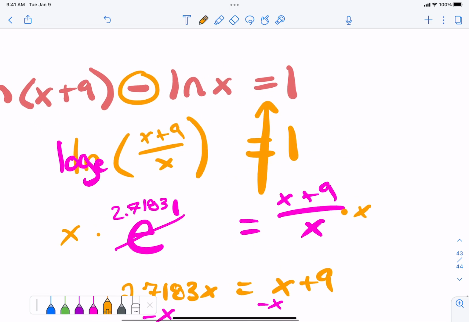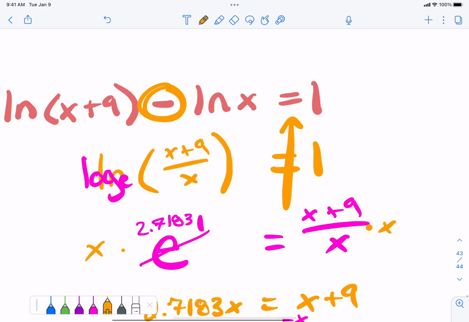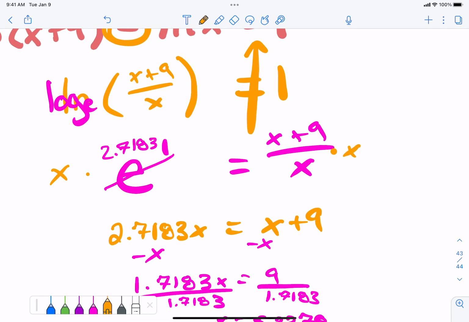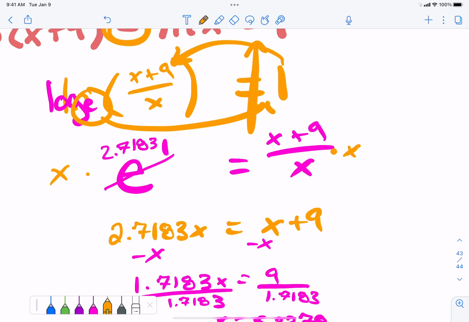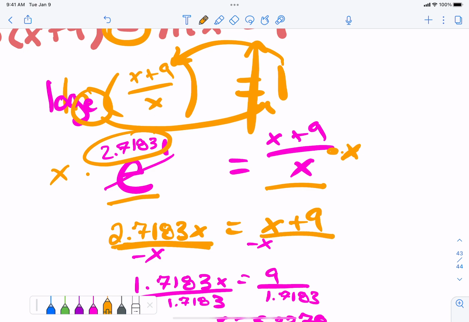Alright, back to step one. Minus means divide, and you've got the ln line of this over that, right? Equals 1. The only reason I know is because ln and log base e come after each other. So we make this e to the first power equals that. But e to the first power is a number, it's 2.7183, right? Then we multiply the x over to the other side. So 2.7183x equals x plus 9.